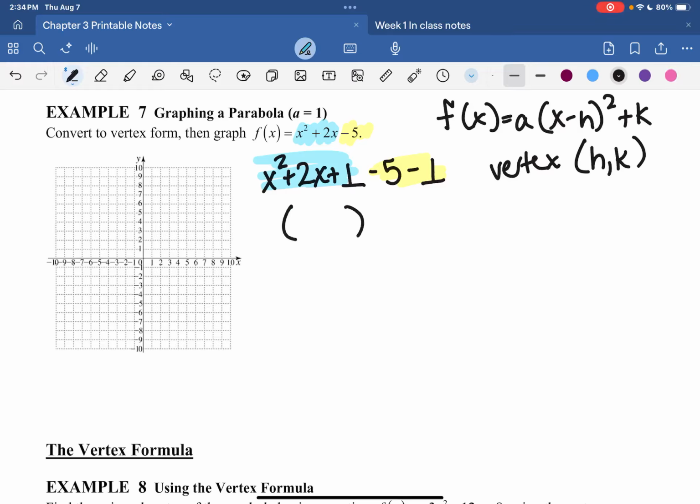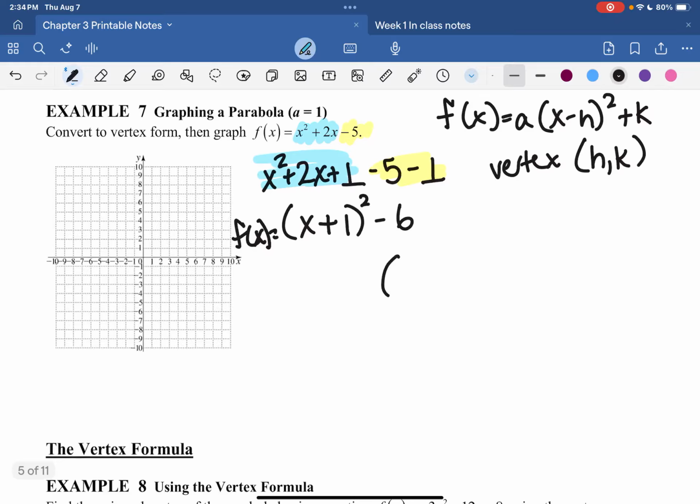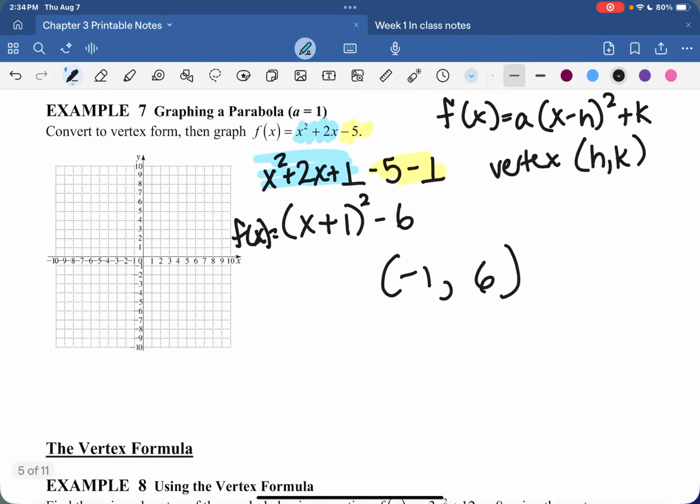So we're going to go to (x plus 1) squared minus 6. Remember that we take half of the 2 and square it, or just half the 2, 1 squared. So f of x equals that. So then our vertex is (-1, -6), because it's opposite of this one. You notice that that's minus h, and then it's h. So if it's plus 1, it's -1. And then plus k, so that one does not change.